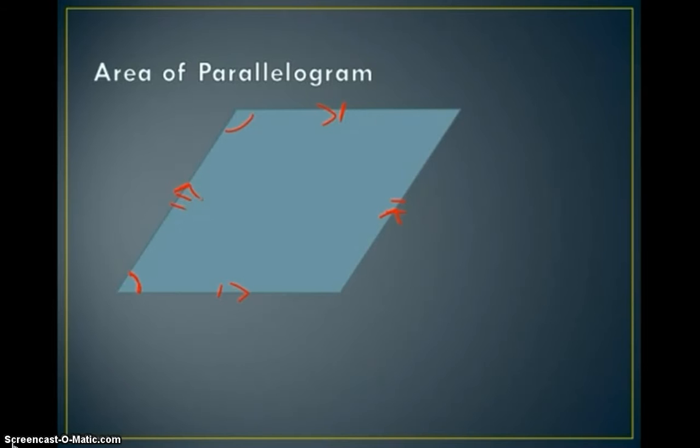Now, when we're finding the area, we need to know two main things, and they're just like the rectangle and triangle. We need to know the base, which is that bottom length here. This is the base, and we need to know the height. And the height runs exactly like the triangle. We go from the top of the figure to the bottom of the figure, and it creates that right angle with the base, and that gives us our height.